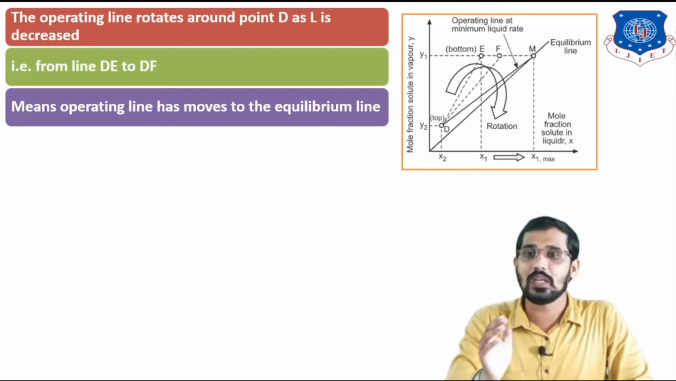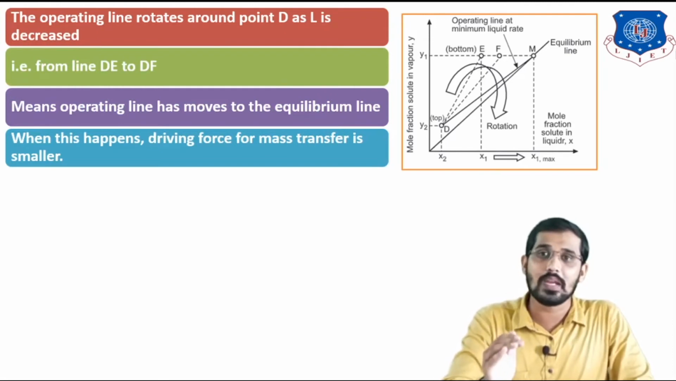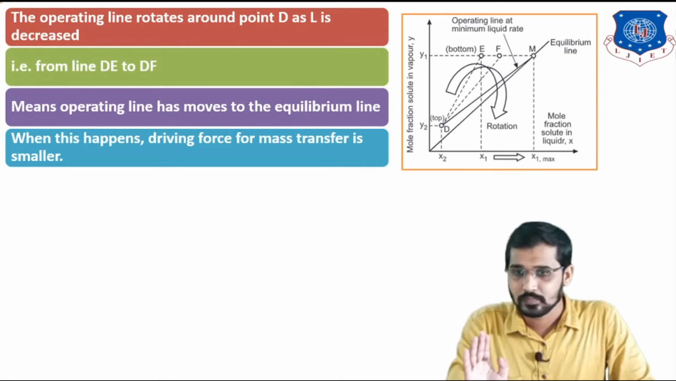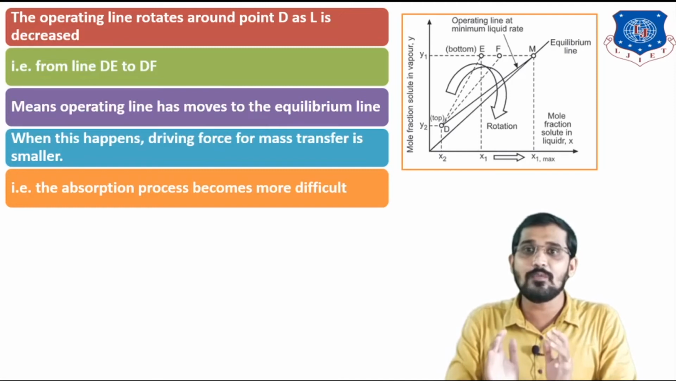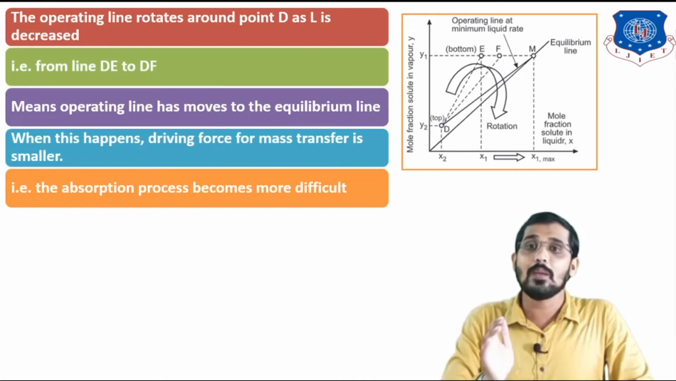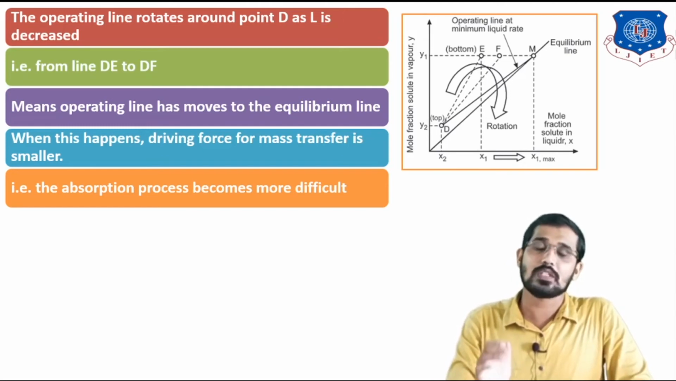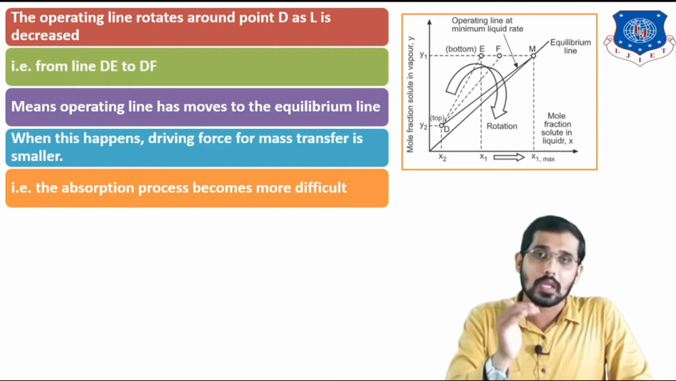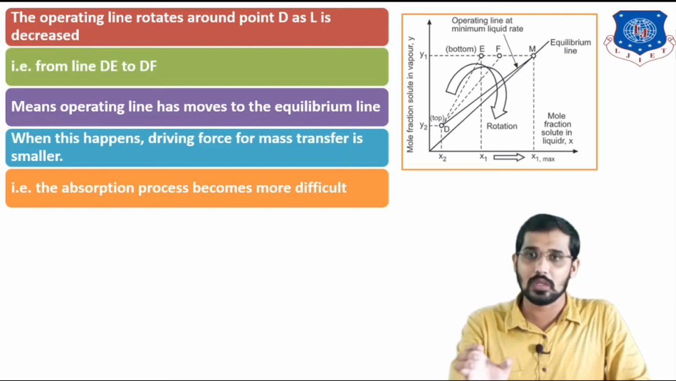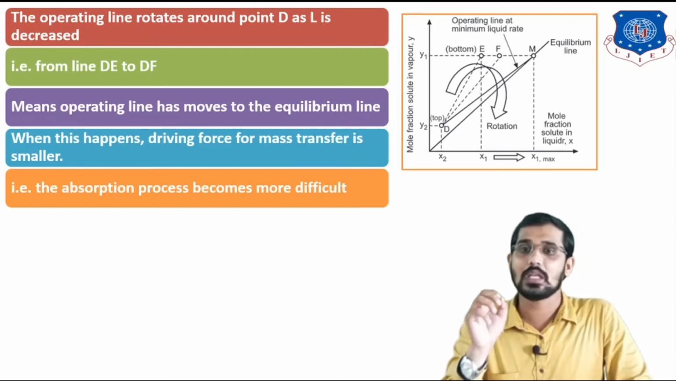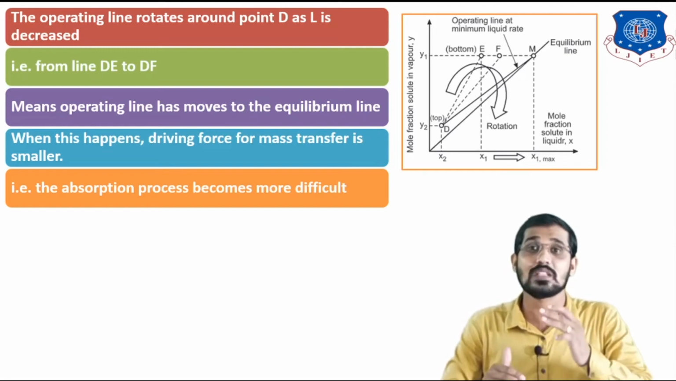You can see here the operating line has moved to the equilibrium line, and one time will come at that point the equilibrium line and operating line intersect each other, and at that time I can say the driving force for the mass transfer, that is nothing but L by G, means slope also decreases, means concentration difference also decreases. Whenever we are moving towards the equilibrium line, at that time slope decreases, and I can say driving force for the mass transfer also decreases.